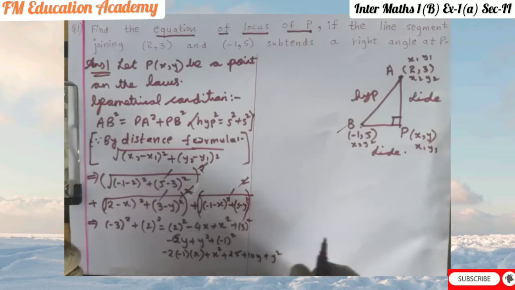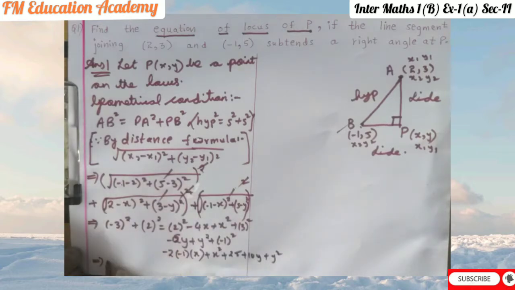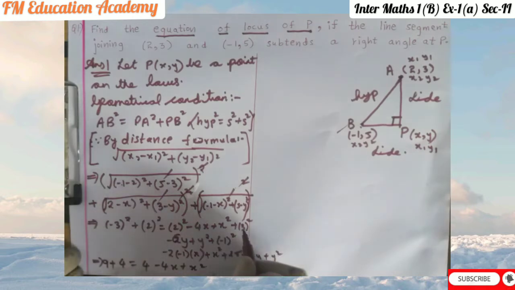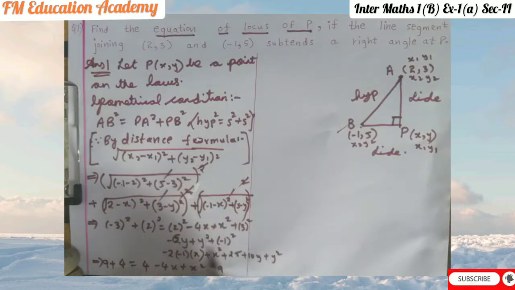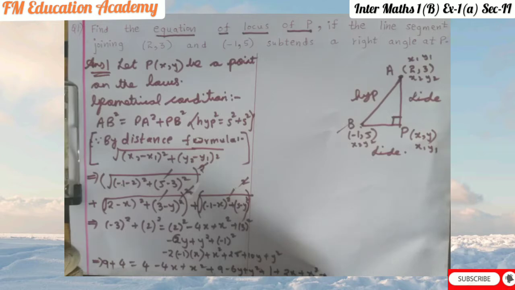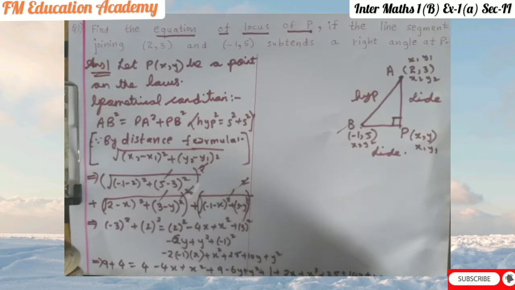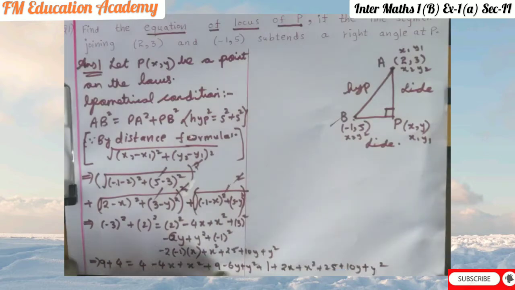Okay. So this will become minus 3 whole square is 9 plus 2 square is 4 minus 4x plus x square, plus here we have 3 whole square is 9 minus 6y plus y square, plus minus 1 whole square is 1, minus into minus is plus 2x plus x square, plus 25 plus 10y plus y square. See here we have 1 plus 2x plus x square plus 25 plus 10y plus y square.